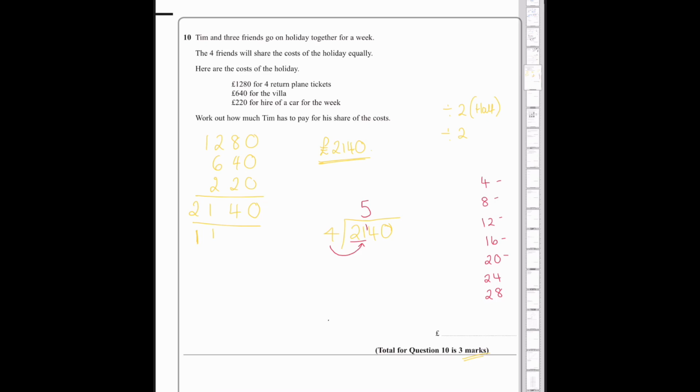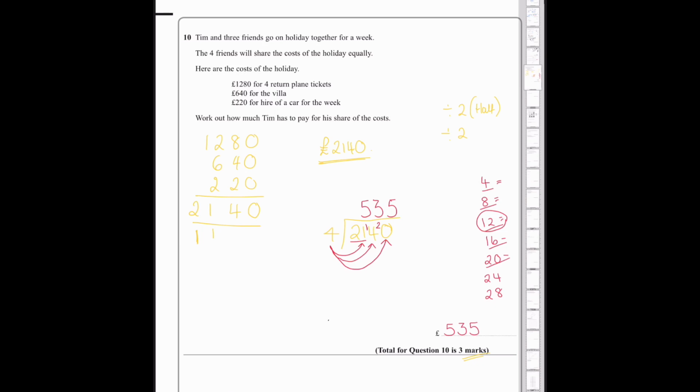Now, how many 4s now will go into 14? Well, I've got 1, 2, 3. Okay, but 3 is only up to 12, so I've got 2 left over, which goes there to make that 20. And then I put how many 4s into 20? 1, 2, 3, 4, 5, exactly, with no remainders. So his share of the holiday is £535.